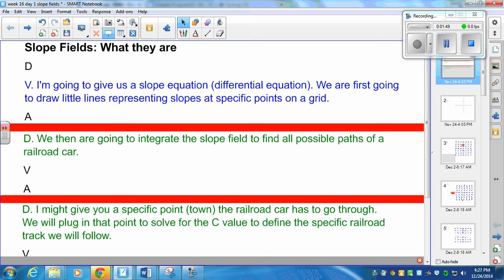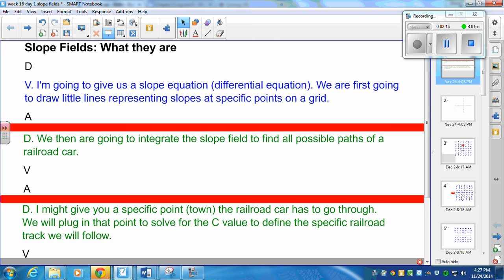So if I give you a specific town or specific point that I need you to go through, then you will be able to plug that point in and solve for the C. You really know how to integrate up, how to get the plus C, and then you also really know how to figure out who that C is. It's just the idea of the slope field and how it represents the possible routes the railroad car can go.